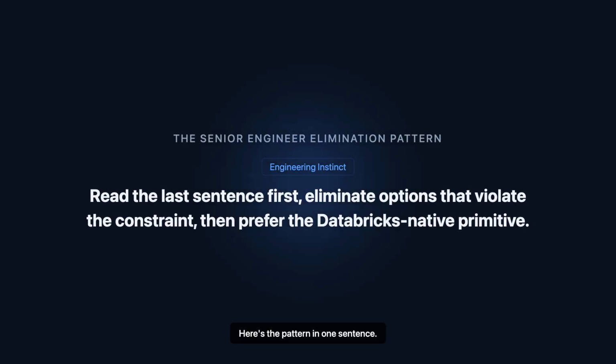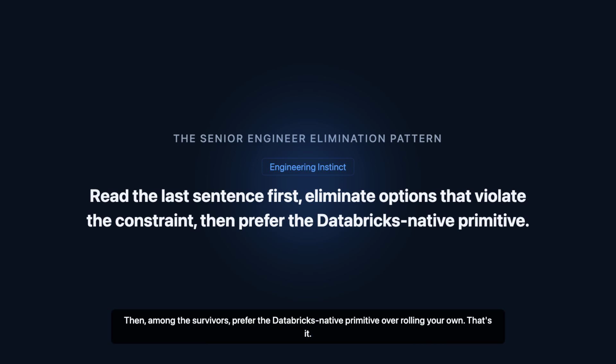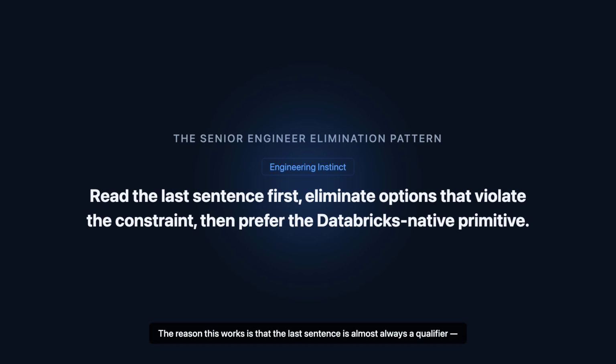Here's the pattern in one sentence. Read the last sentence of the scenario first, because that's where the binding constraint hides. Eliminate every option that violates that constraint. Then, among the survivors, prefer the Databricks-native primitive over rolling your own. That's it. The reason this works is that the last sentence is almost always a qualifier: fine-tuned, sub 200 milliseconds, cross-workspace, 1 billion vectors, and that qualifier is what makes one option correct and the others merely plausible.